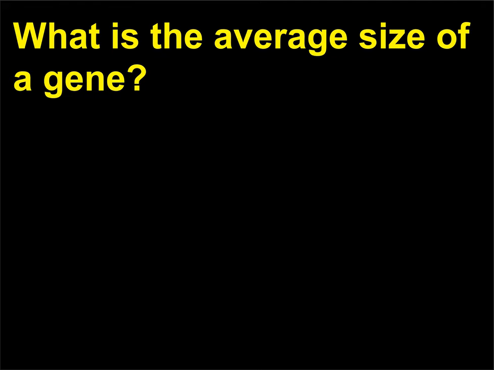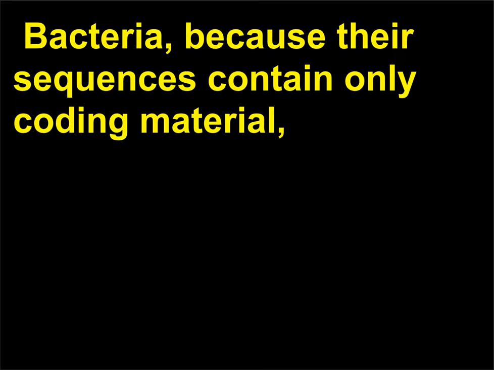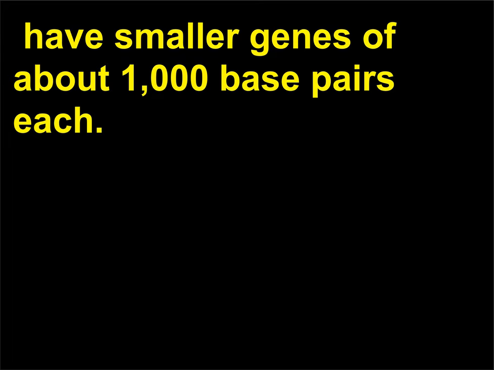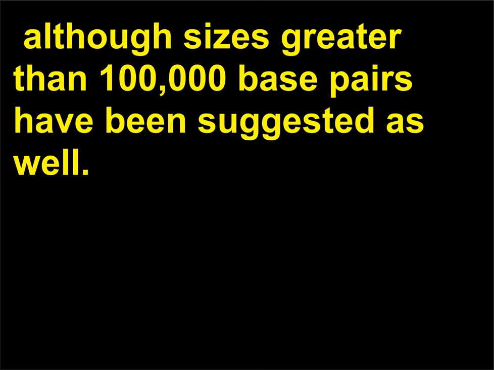What is the average size of a gene? The average size of a vertebrate gene is about 30,000 base pairs. Bacteria, because their sequences contain only coding material, have smaller genes of about 1,000 base pairs each. Human genes are in the 20,000 to 50,000 base pair range, although sizes greater than 100,000 base pairs have been suggested as well.